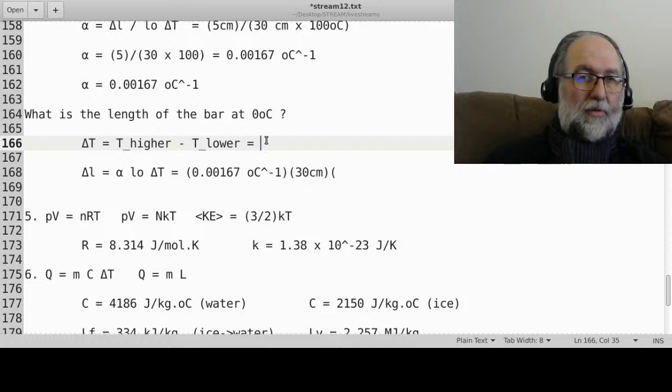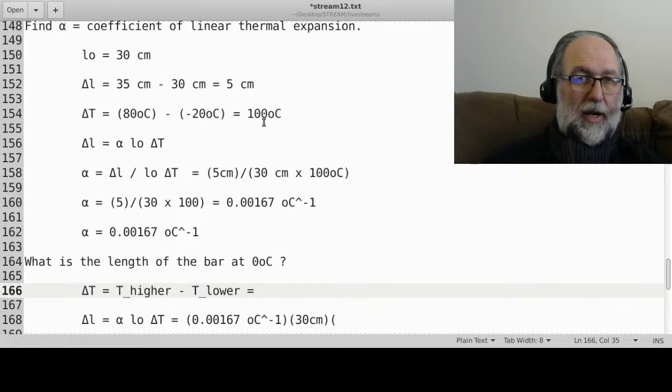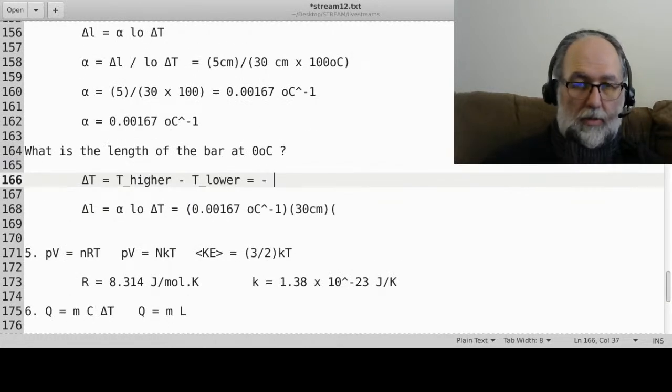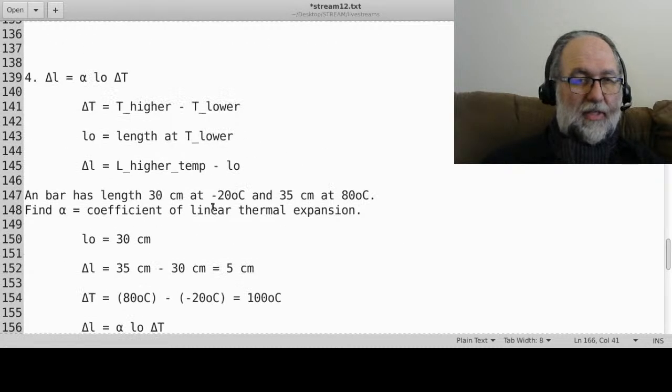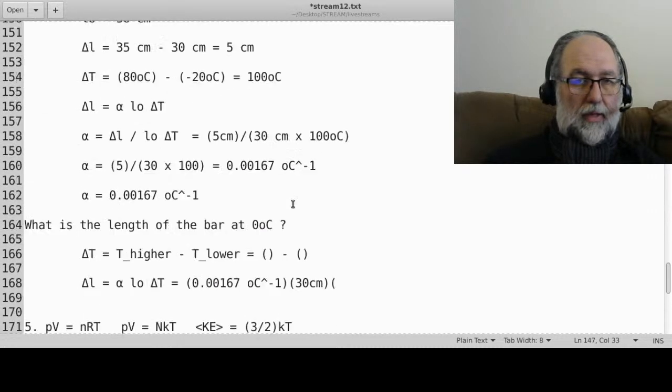Okay, so the lower temperature, that's still negative 20. So it's going to be the higher temperature minus the lower temperature. The lower temperature here is still going to be the minus 20. That's like the lower temperature is like our reference temperature. Okay.